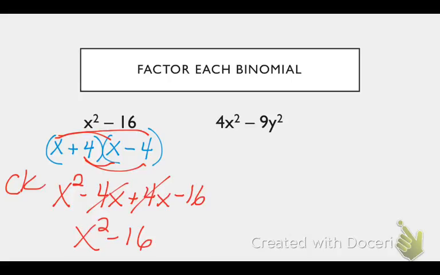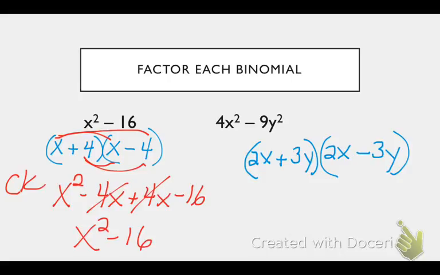This second one, again, it is a difference, and it's a perfect square minus a second perfect square. So the pattern says one's a plus, the other's a minus. We take the square root of each. The square root of 4x squared would be 2x. The square root of 9y squared would be 3y. So there are my two factors.